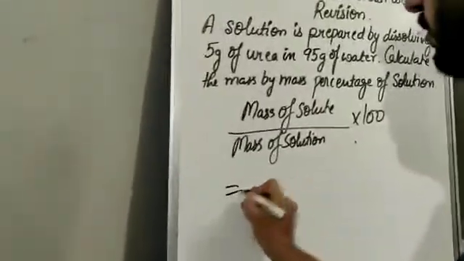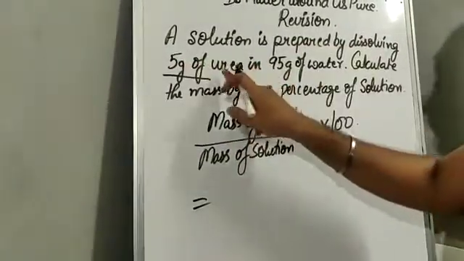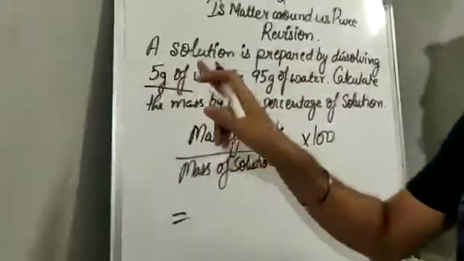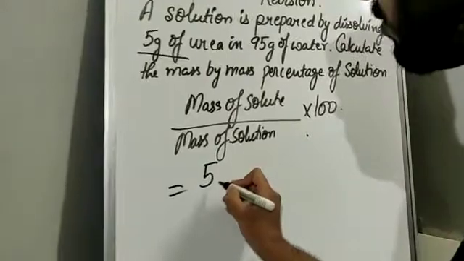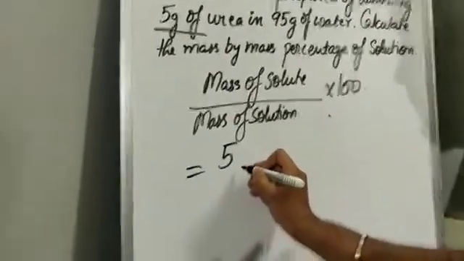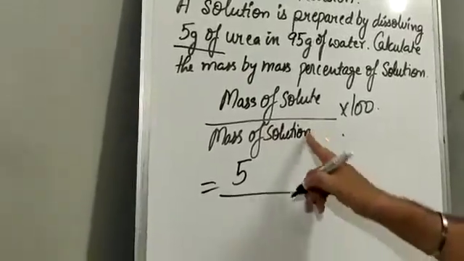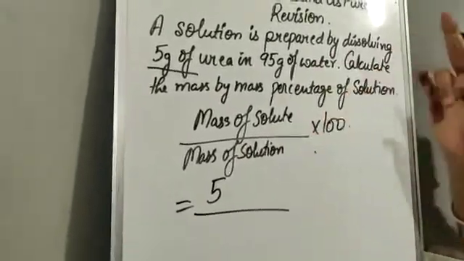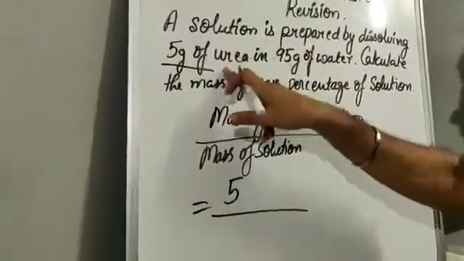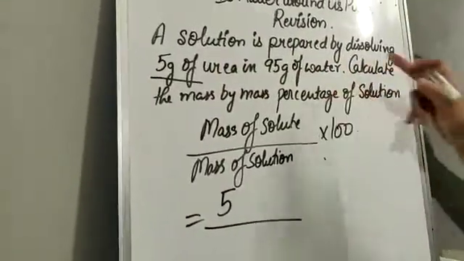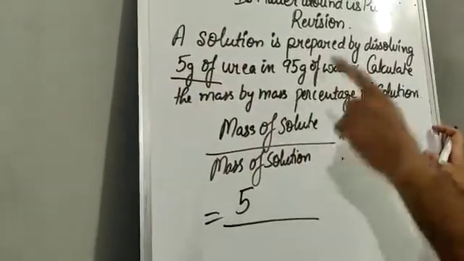Okay. So what is the mass of solute? In this, solute is urea. So the mass of solute is given 5 gram. And what will be the mass of solution? Mass of solution we get by adding the mass of solute to the mass of solvent. Here urea is the solute and water is the solvent. So when we add the mass of urea to the mass of water, we will get the mass of solution.